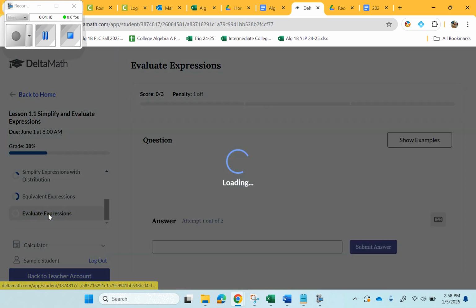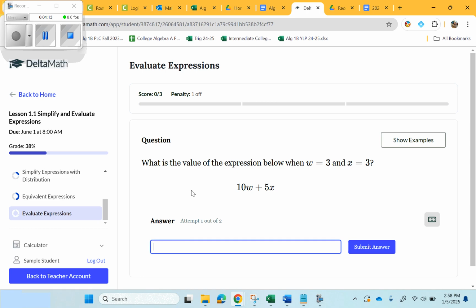Okay, last one. We are evaluating expressions here. So when you evaluate an expression, you're going to plug in 3 for w. And so notice it doesn't really tell you what to do. You're going to actually multiply these together. So 10 times 3, I'm going to write this down here, is 30. And then plus, oops, I forgot the w, didn't I? 30w. And then 5 times, oh, I'm a dork. I replaced the w. Please forgive me. Okay, it's 30. And then 5 times 3 is 15.